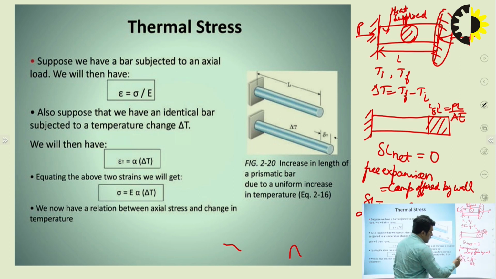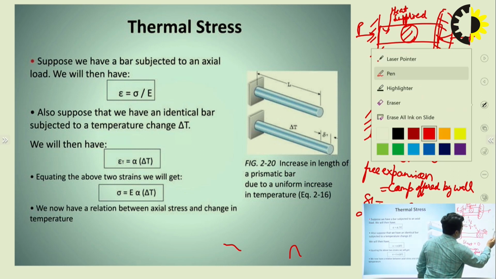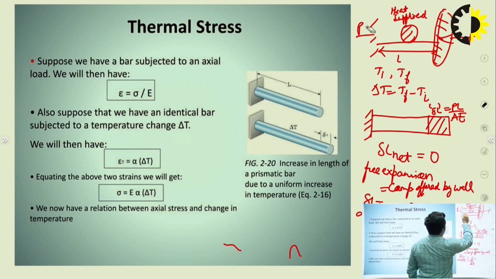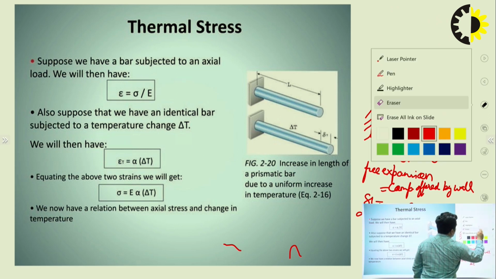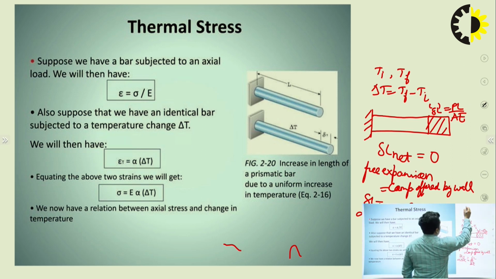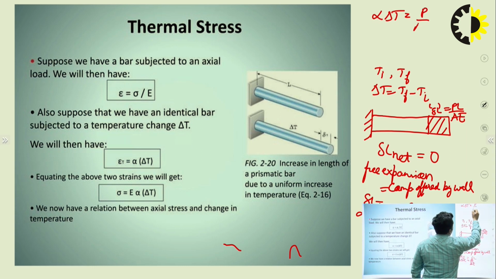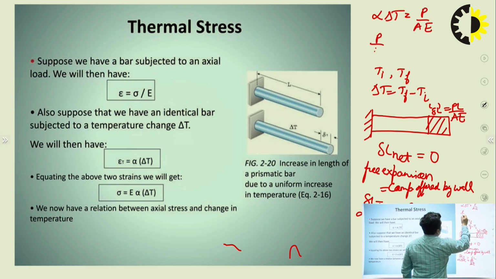Now this L and this L will get deducted. What can I write from here? I write alpha delta T is equal to P by AE, or P by A is equal to alpha delta TE.